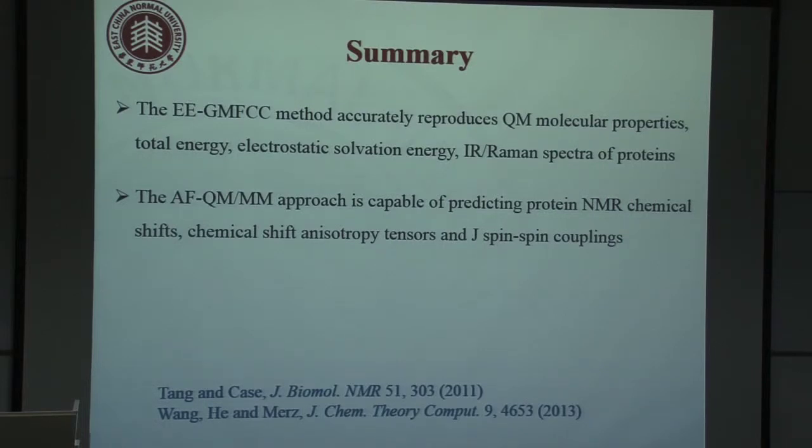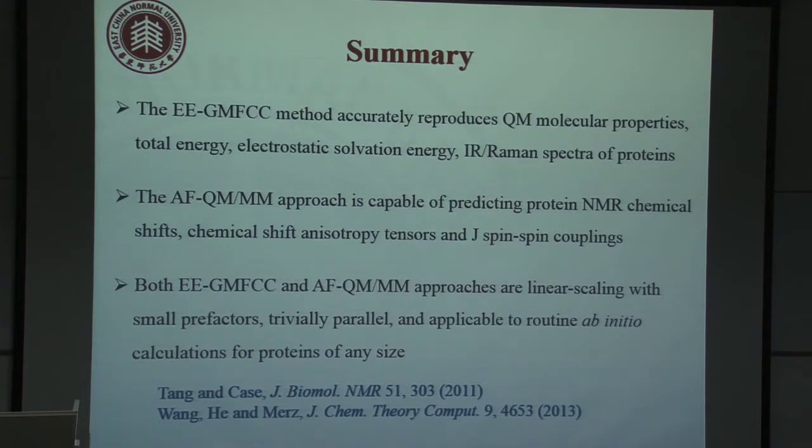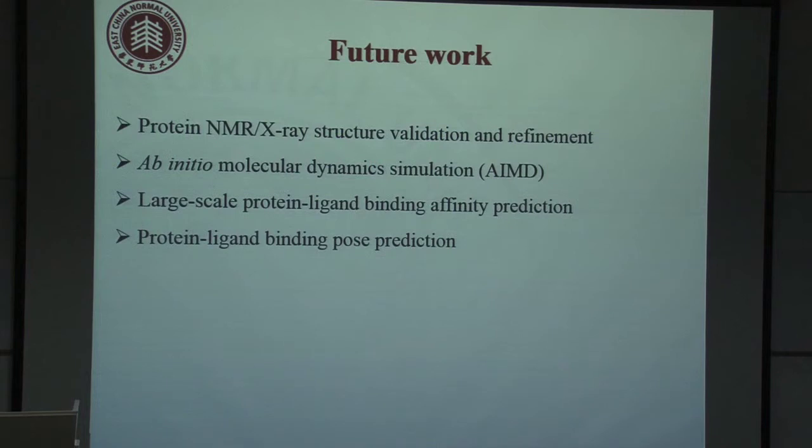These calculations are done by David Case and us. And also, these two methods are linear scaling with a very small prefactor, and they can be applied to routine ab initio calculations for proteins of any size. We can do these ab initio calculations on millions of atoms using these methods. And what we want to do next is structure refinement and ab initio MD simulation and large scale protein ligand binding affinity predictions, and so on.